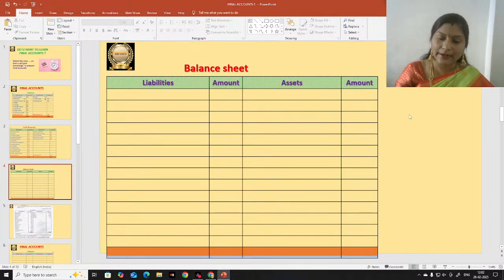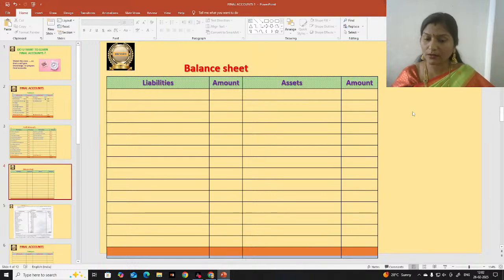Suppose if you want to write the date, if it is mentioned in the question, you can add one line for the balance sheet. You can write on the top, balance sheet as on, and mention the date which is given in the question. If you don't want to write any dates, then you can write balance sheet. That's enough. And what are assets and what are liabilities?